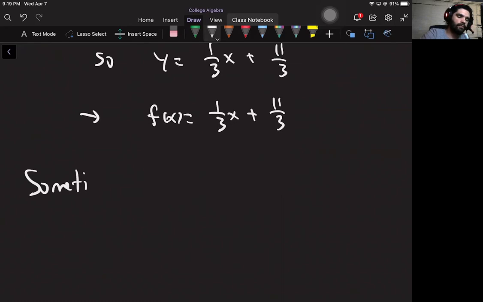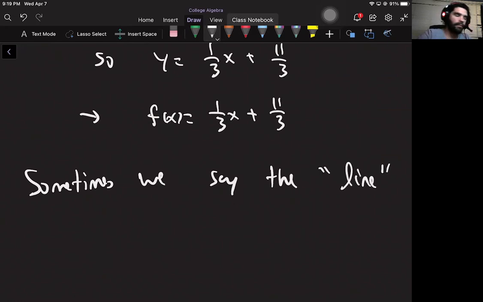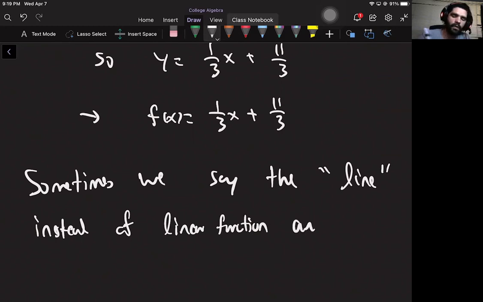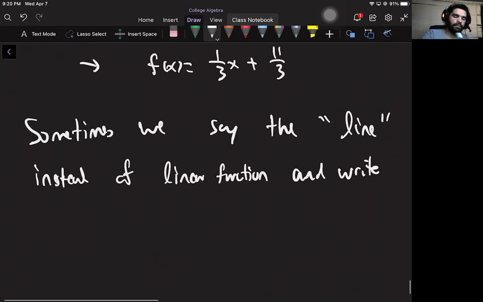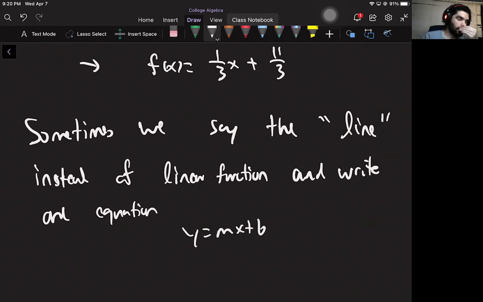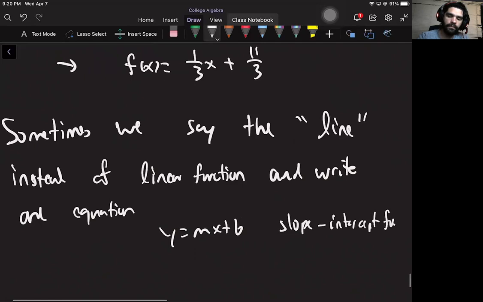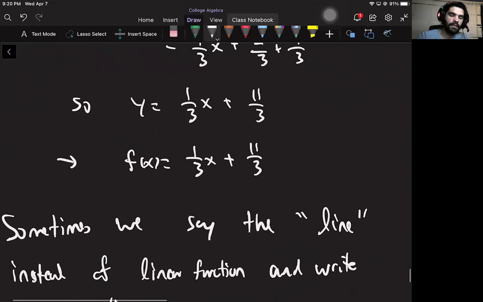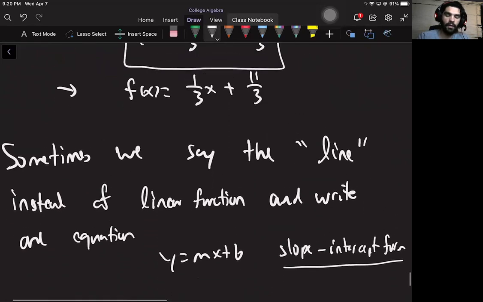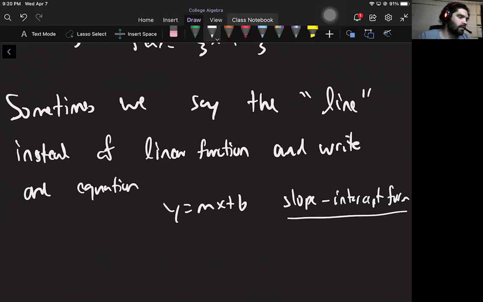Okay, so sometimes we say, instead of linear function, we say something like, you've probably heard this before, the line instead of linear function. So you might hear like, find the line that passes through blank. And then you write an equation, y equals mx plus b, called slope-intercept form. But this is actually what we've been doing the whole time, secretly. All you got to do is not do the last step that we just did, and you've done that. So we already actually have done this. We just didn't call it a line because we're trying to deal with functions.